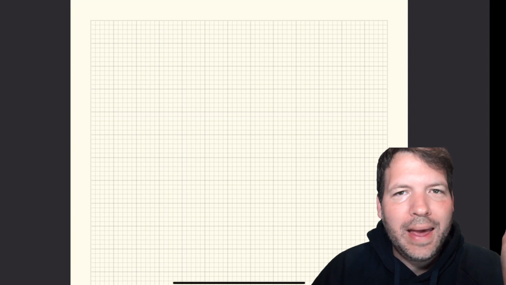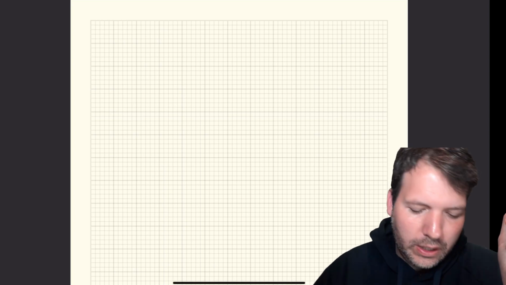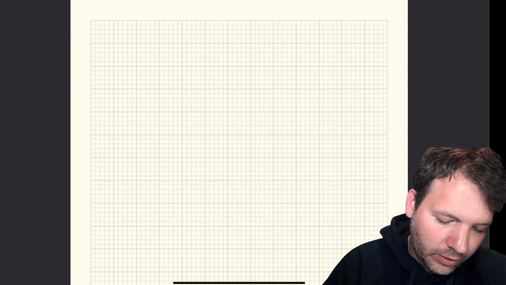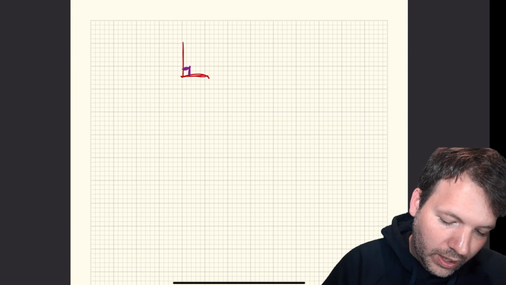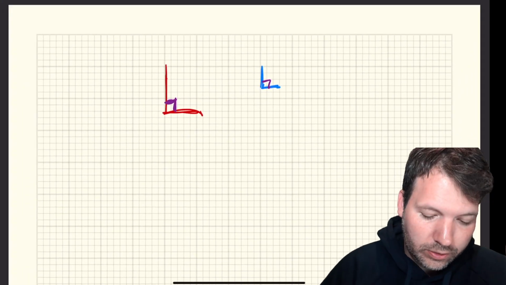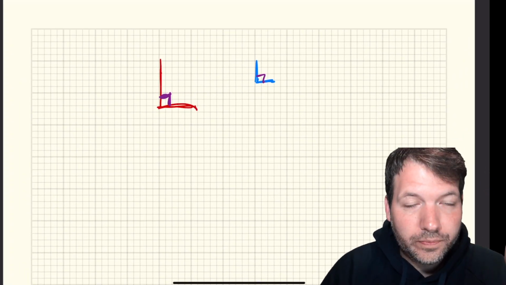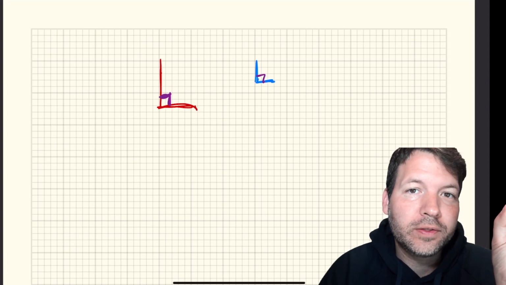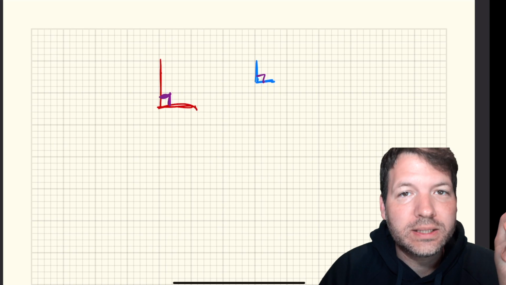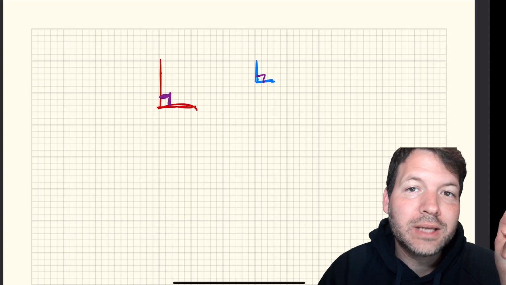For example, angles are not equal. I could have this angle here, let's say, and I'm even going to put a little symbol there, and then I could have this angle over here and put a little symbol there, and those angles are not equal. The angles are objects, and objects are not the kind of thing that are equal. Quantities are equal. These angles, we would say, are congruent.